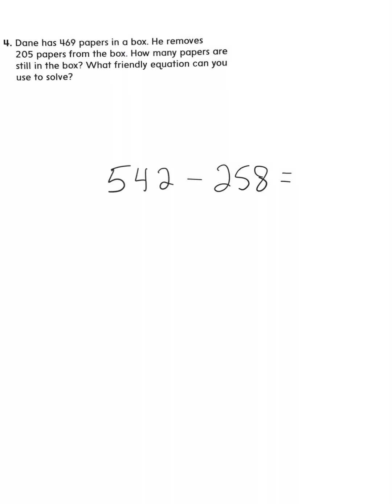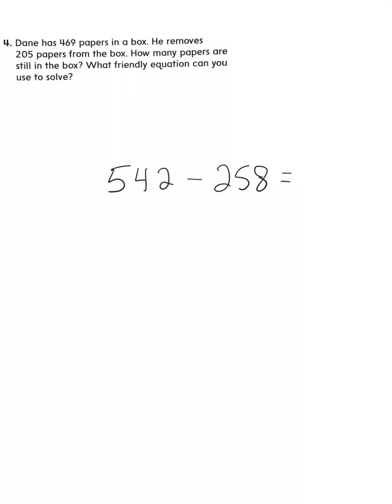Now I don't know if this is actually asking them to only write the friendly equation or to write the friendly equation and solve it. I would err on the side of caution and have them write the friendly equation and solve it, but that might be a question for your child's teacher if you really wanted to know that. Okay, so 542 minus 258.